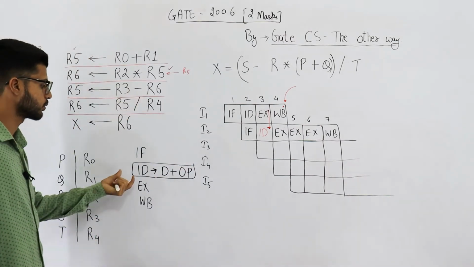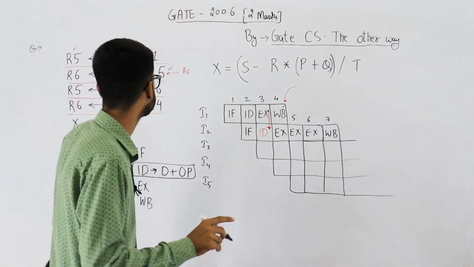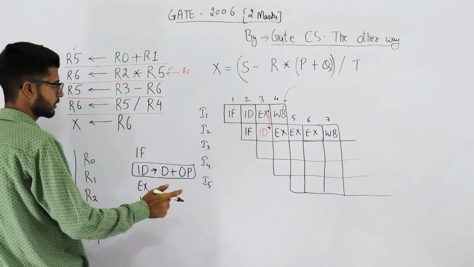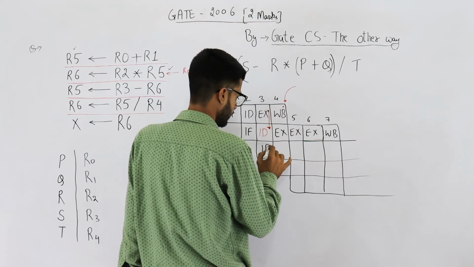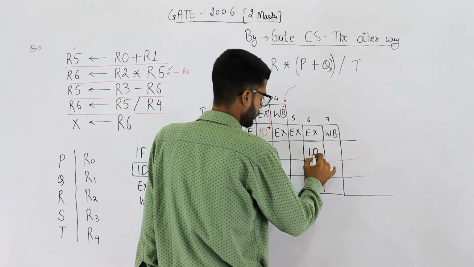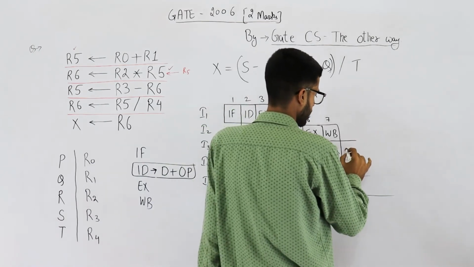Each stage is going to take 1 clock cycle only. Okay. Because this is a subtract instruction and execute here requires 1 clock cycle. Let's do that. Instruction fetch, instruction decode, execute and write back.